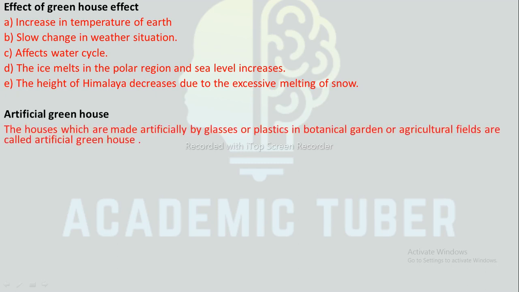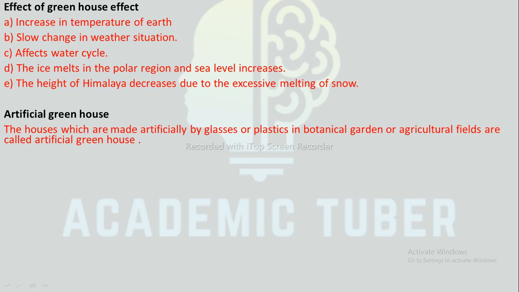Artificial greenhouse. When plants are inside the house of glass or plastic, one warm environment is created inside it, even though outside environment is cold. The glass or plastic allows short waves of solar heat to pass, but does not allow the long waves to pass through them.